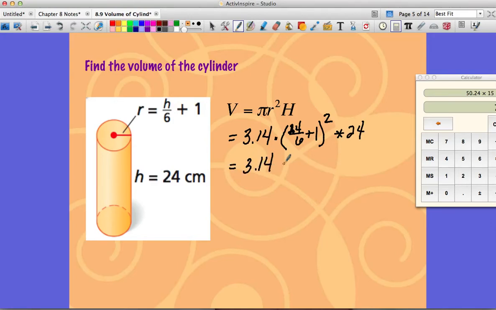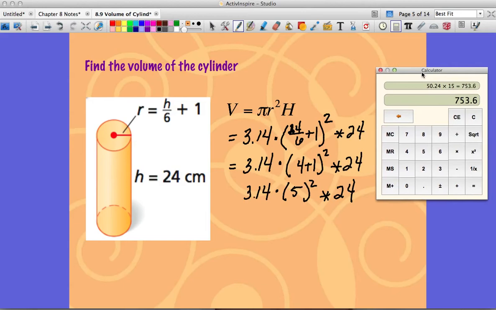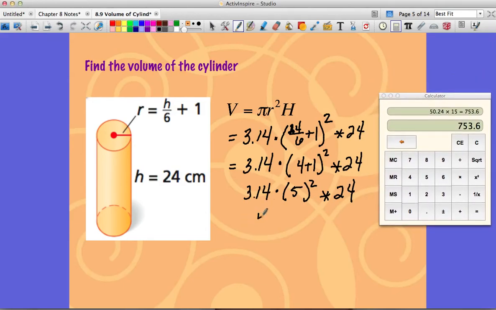Okay, so we have 3.14 times 24 divided by 6 gives us 4, plus 1. Okay, we just keep bringing down the pieces that we haven't used. So now we have 3.14 times 5 squared times 24. So now we're back to our normal pieces here. You have 3.14 times 25 times 24.